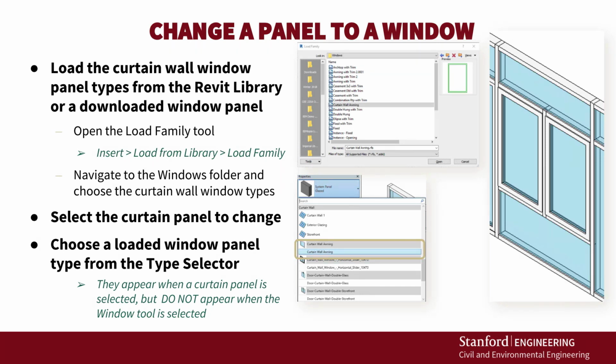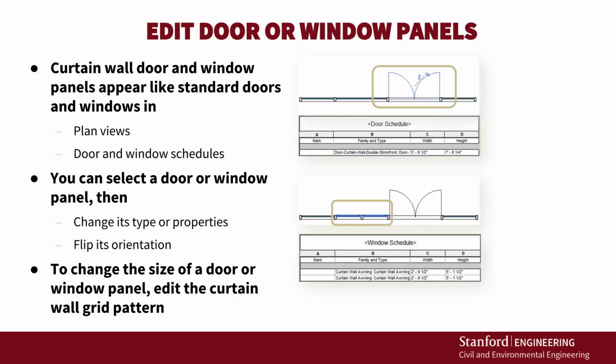This issue of whether curtain wall windows and curtain wall doors are placed using the Door tool and the Window tool, or by selecting a panel and then changing the type of the panel, is really one of the most confusing aspects that new Revit users struggle with as they model curtain walls. The important thing to keep in mind is that Revit considers these curtain panel types, not doors and windows in the traditional sense. Just to add a little more confusion, curtain wall door and window panels actually appear like standard doors and windows, both in plan views and in door and window schedules.